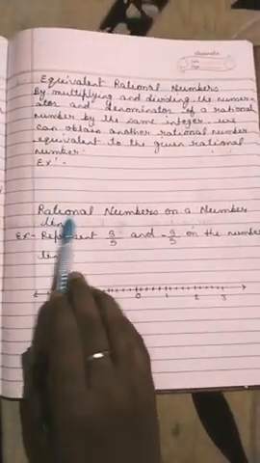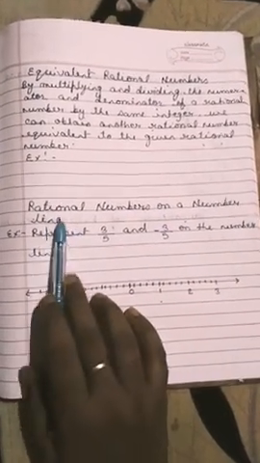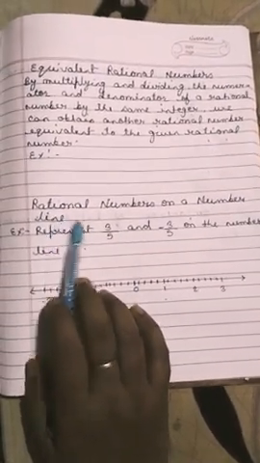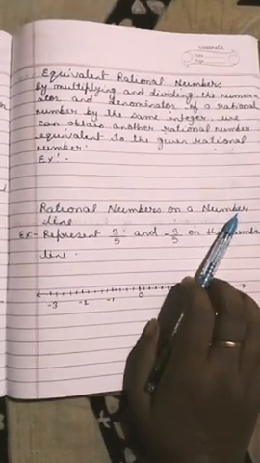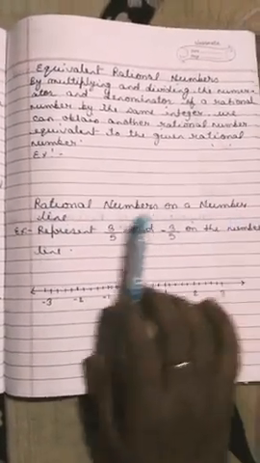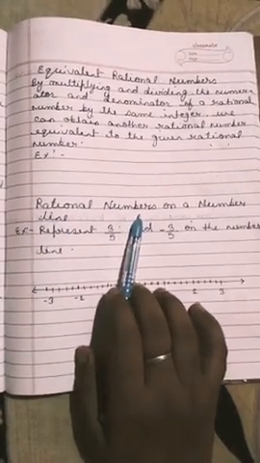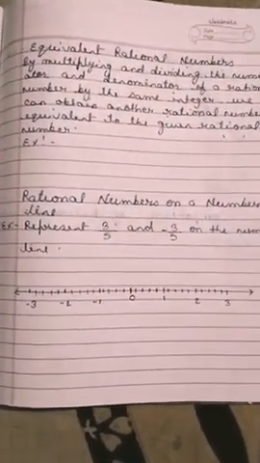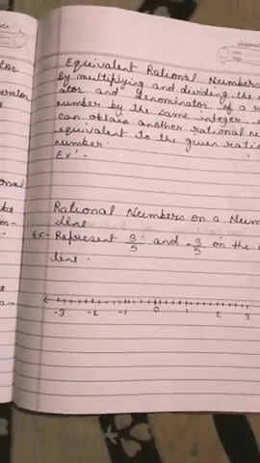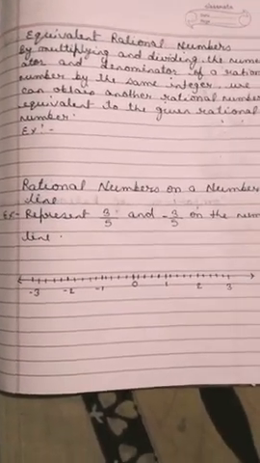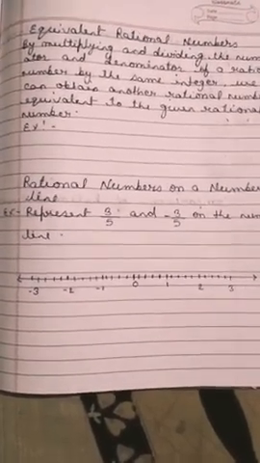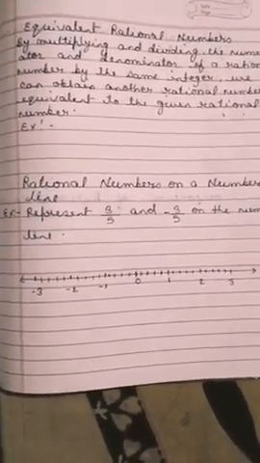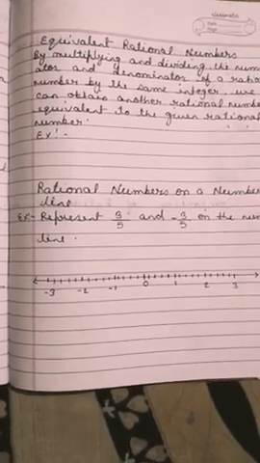Okay, next one is rational number on a number line. How can you represent any rational number on the real number line, or number line? You can say real line or number line, both are the same. Whatever way you represent fractions, the representation of a rational number on the real line is completely the same. There is no difference in the representation, so there is no problem.